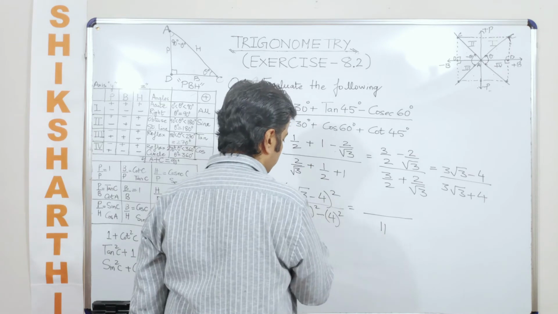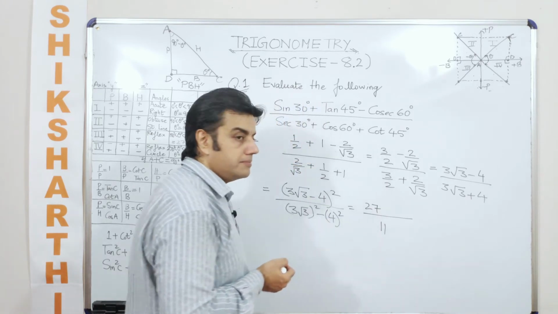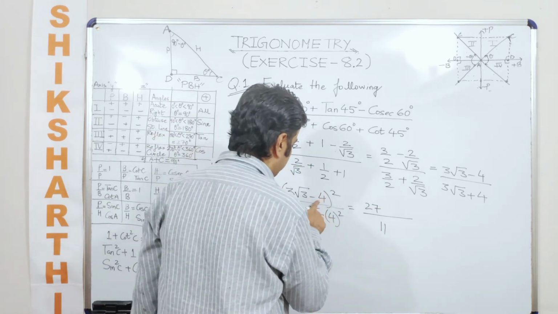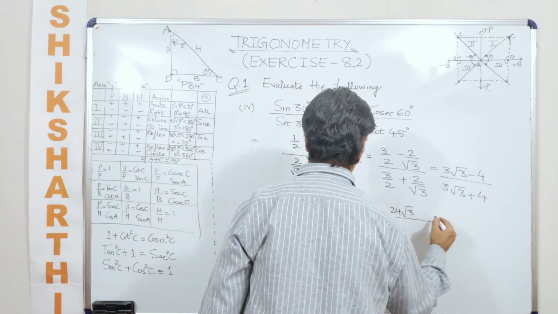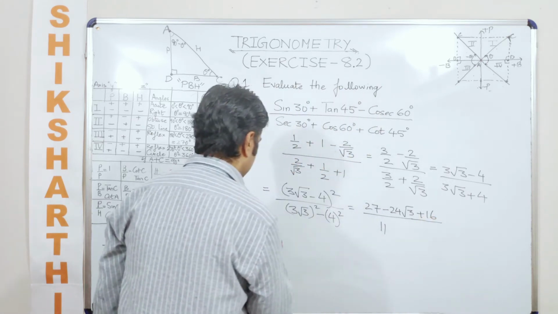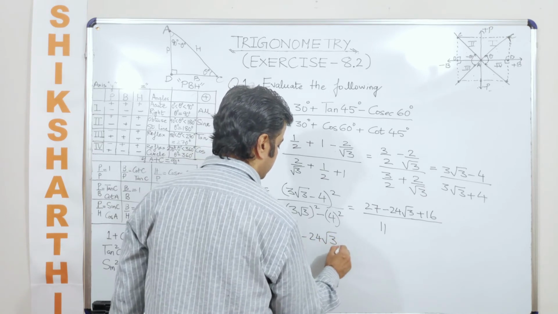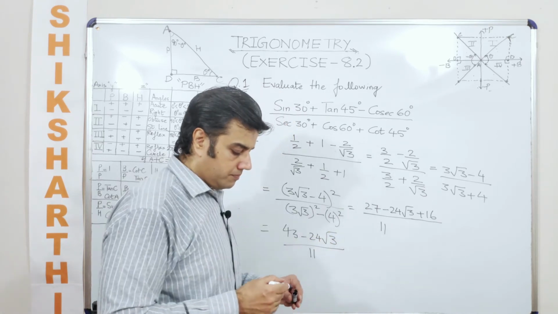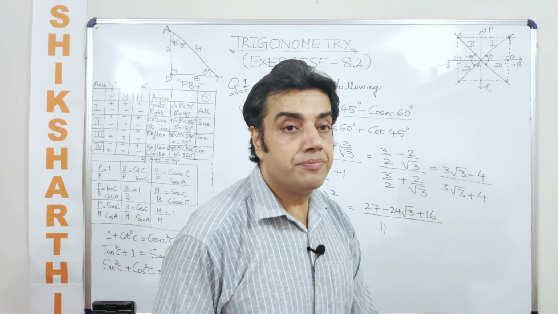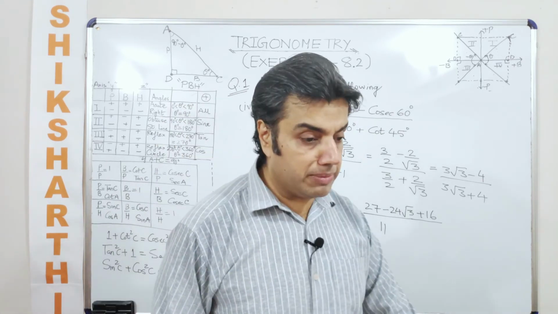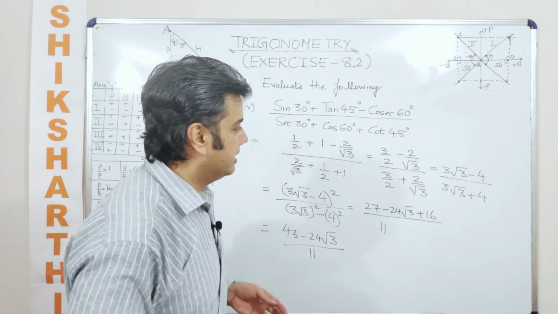How much is 3 root 3 minus 4 whole square? So we can use the formula of a minus b whole square. Which is just like saying this is 27, minus 4 into 3 into 2, minus 24 root 3, plus 16. So can I say finally the answer is 43 minus 24 root 3 divided by 11? Check for the answer. So the answer is finally, 43 minus 24 root 3 divided by 11. Apparently I see that there is no mistake that has been done here.